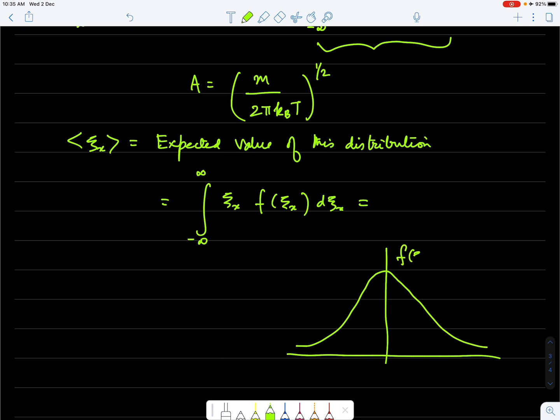So this is f(ξx) over ξx. So you can imagine that the expected value should be 0, and that is what you actually get, because f(ξx) is actually an even function and ξx is an odd function, and we're integrating from minus infinity to plus infinity, so this will come out to be 0.